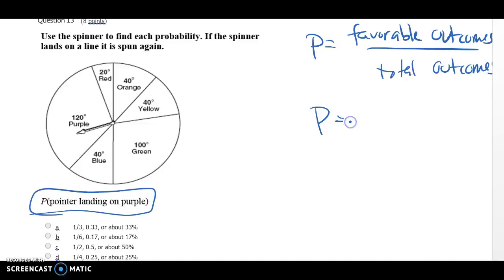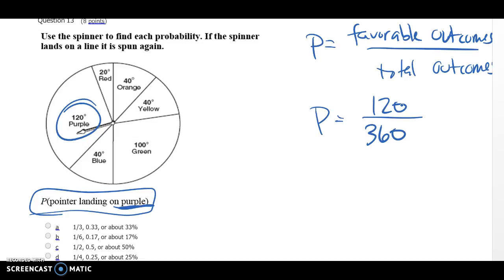Okay, well, our total outcomes here. Notice this is in degrees, so all the way around this circle, the total outcome is 360 degrees of area that this guy could land on. So the total outcome is going to be 360. Well, the favorable, what we want to happen, will be this guy landing on purple. Well, purple is 120 degrees. So that'd be our probability, 120 over 360.